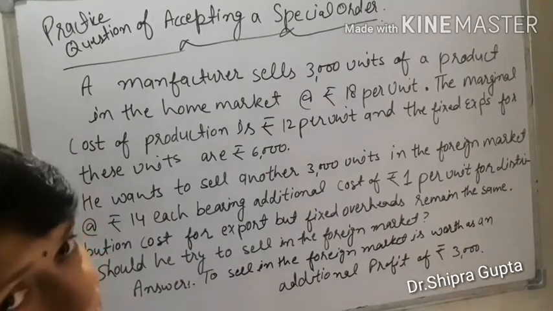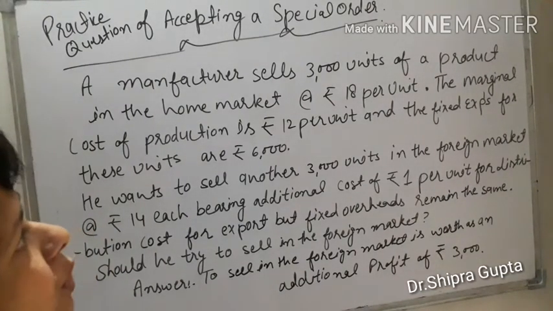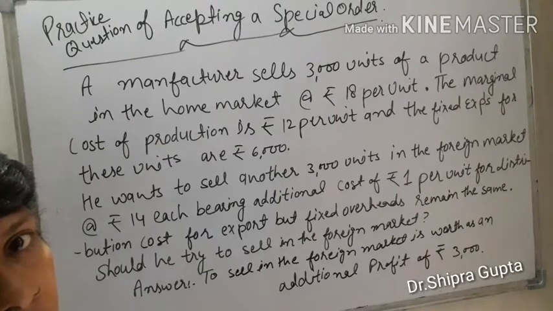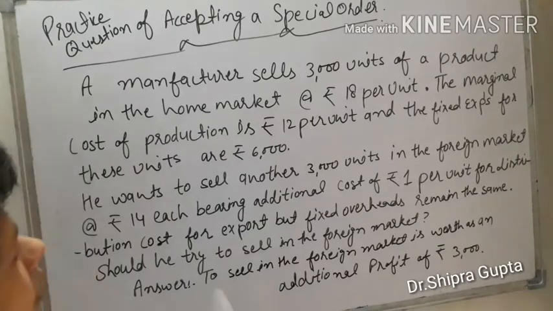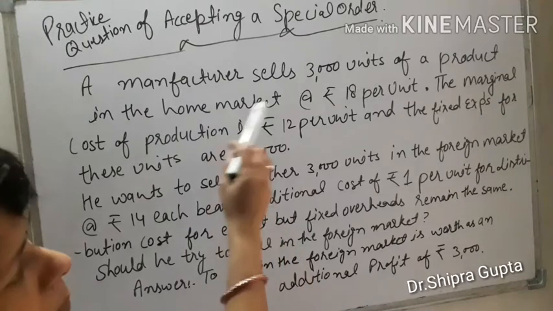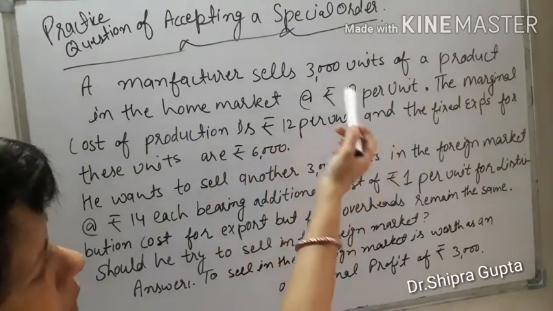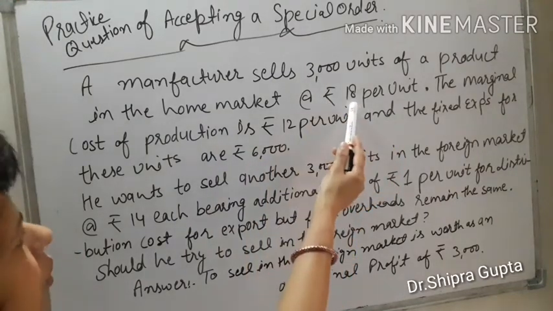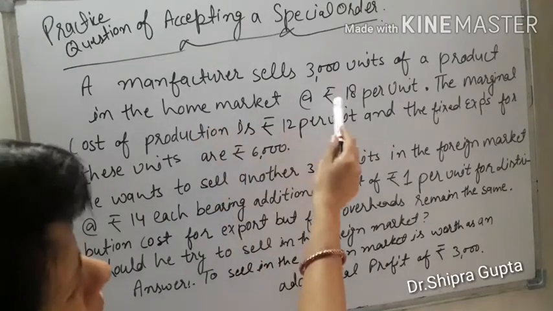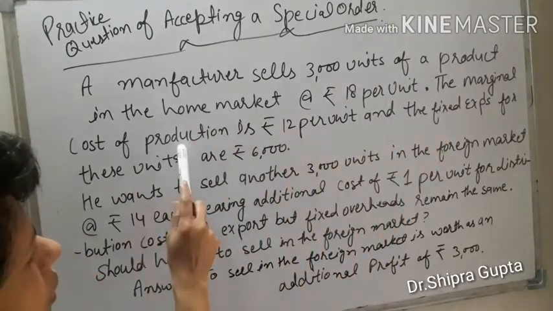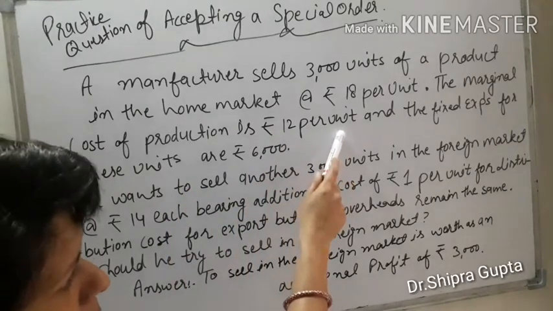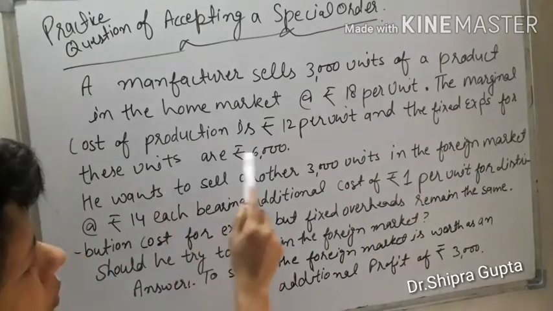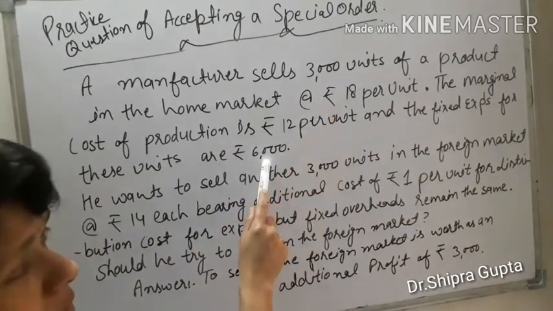Everyone, in my last video we covered the topic of accepting a special order, and this is a practice question for you. A manufacturer sells 3000 units of a product in the home market at rupees 18 per unit. It means 3000 is the production volume and 18 rupees is the selling price. The marginal cost of production is rupees 12 per unit. It means variable cost is rupees 12 per unit, and fixed expenses for 3000 units are 6000 rupees.